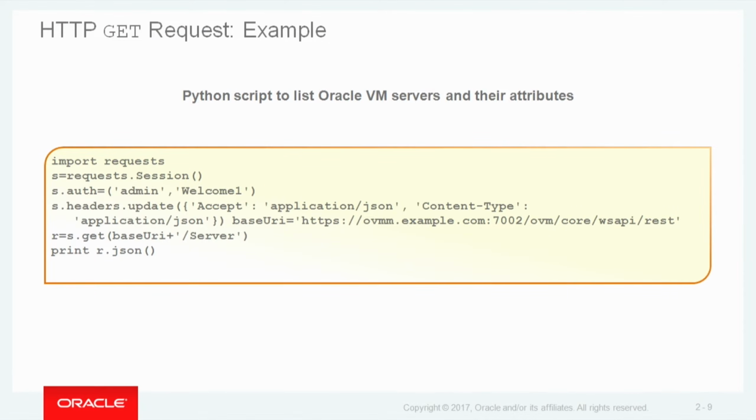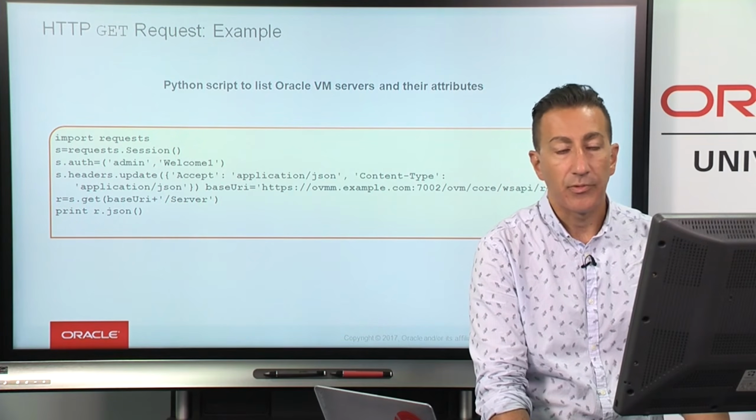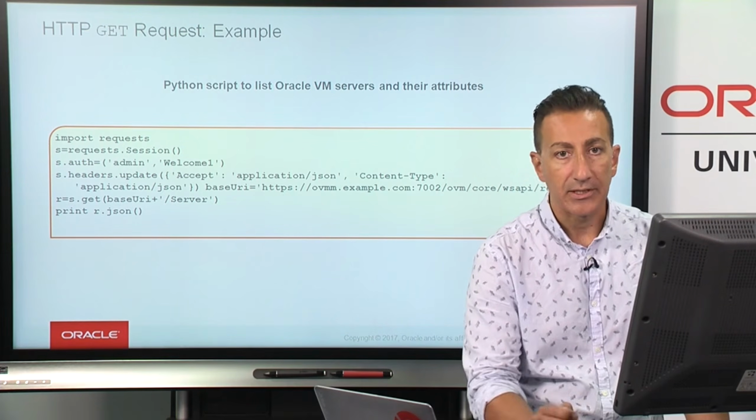What's happening if you want to request information, you want to query, to get information of, for example, servers and their attributes? Well, in this example, you use Python. In Python, I repeat, you typically need to use the Python request library. This is why in this Python script, we import the request.